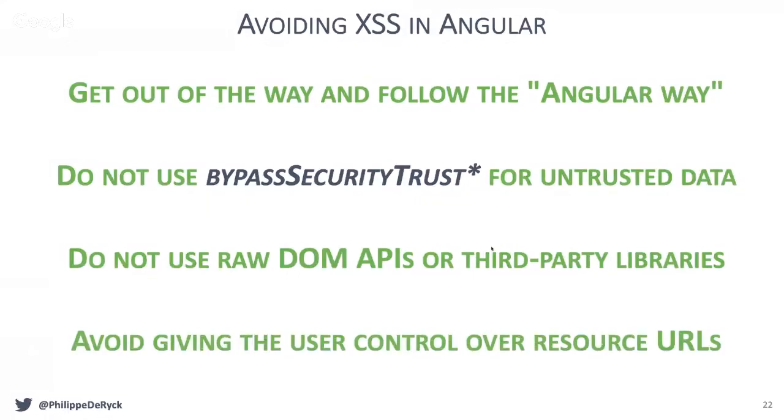And then a final thing is avoid giving the user control over resource URLs. And that's kind of a tricky problem. That's one area where Angular cannot automatically protect you, because Angular does not know the intentions of your application, does not know what's going to happen.